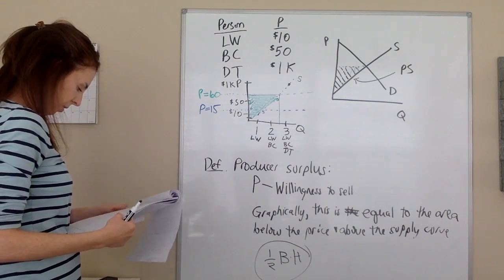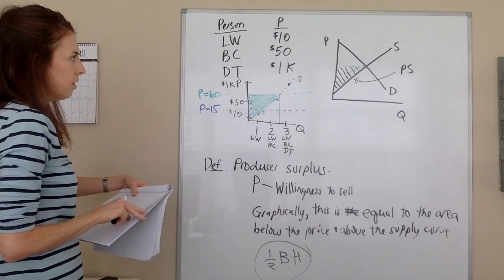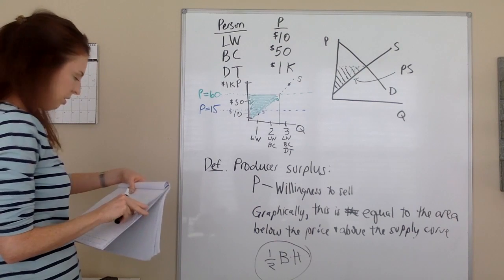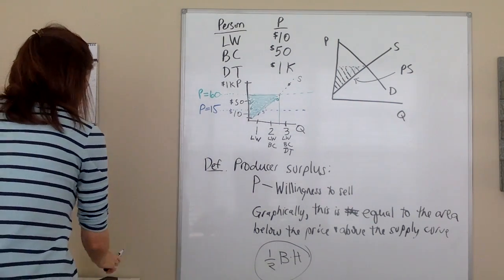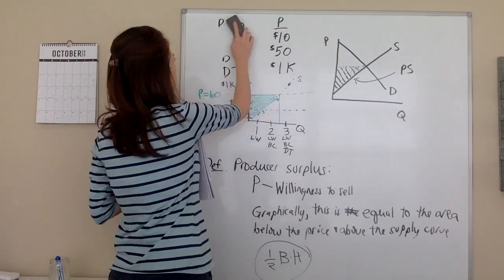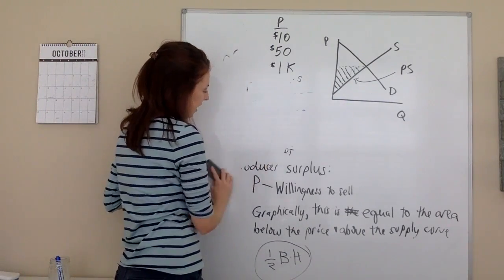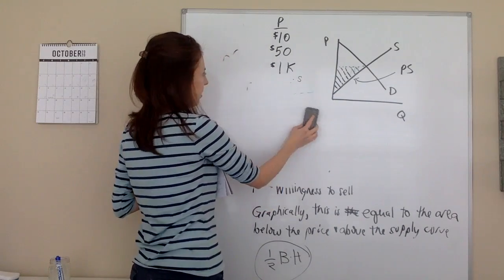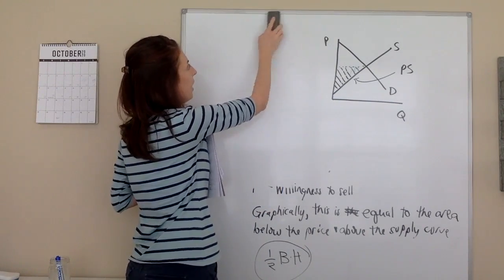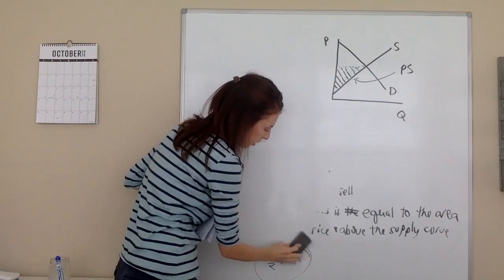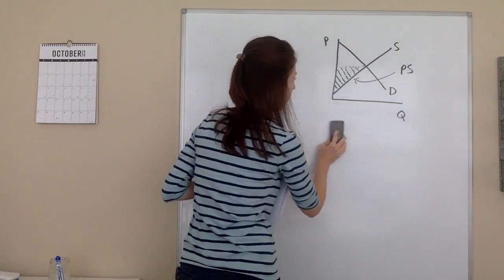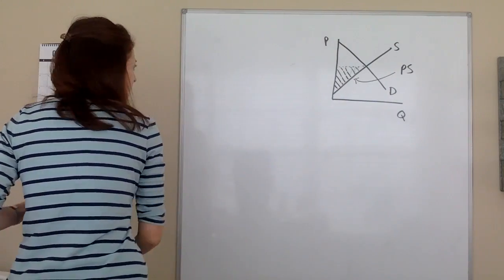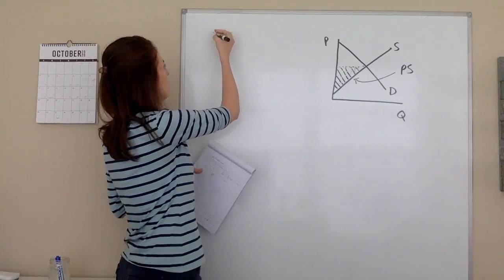Okay, so this brings us to the next thing, which is very intuitive, and that is total surplus. Total surplus is exactly what it sounds like. It's the total surplus. So we have two types of surpluses so far. We have consumer surplus, which we talked about last class, and now we have producer surplus. You put it together and you have total surplus.